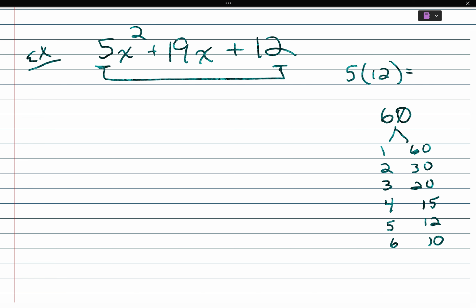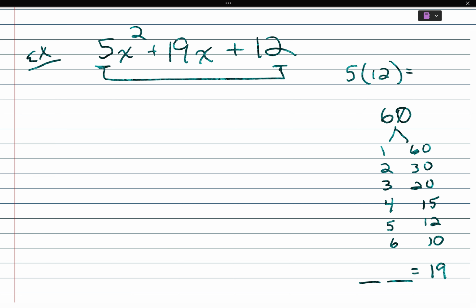Let's see, 7, 8, 9, 10. 10 and 6, but I have 6 and 10. 12 and 5. 15 and 4. And I think everything else will just be repeated as I go higher and higher, closer and closer to 60. So these are all the factors. So I'm thinking to myself, which one of these, when I add or subtract, will get me a positive 19?